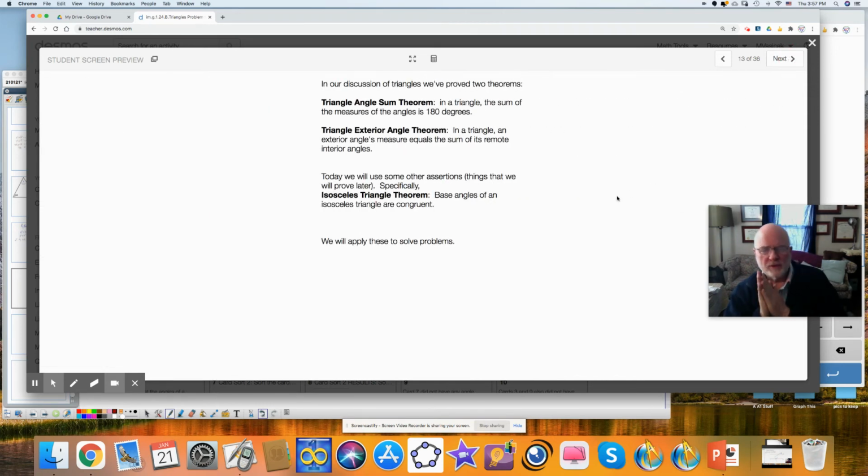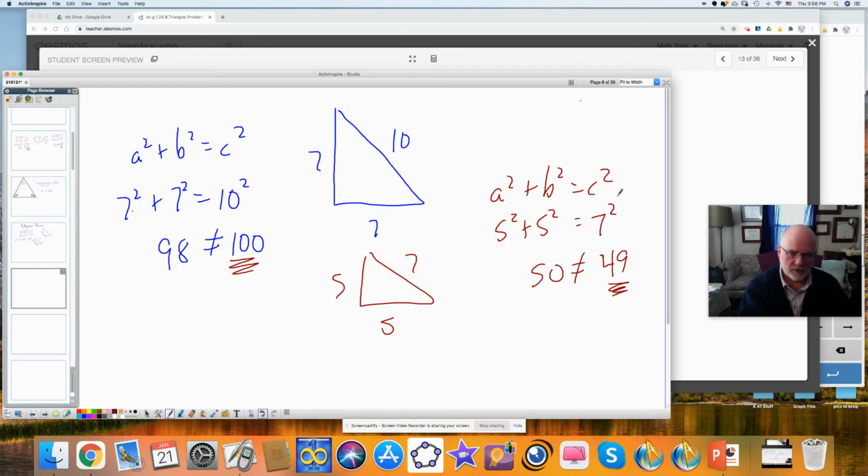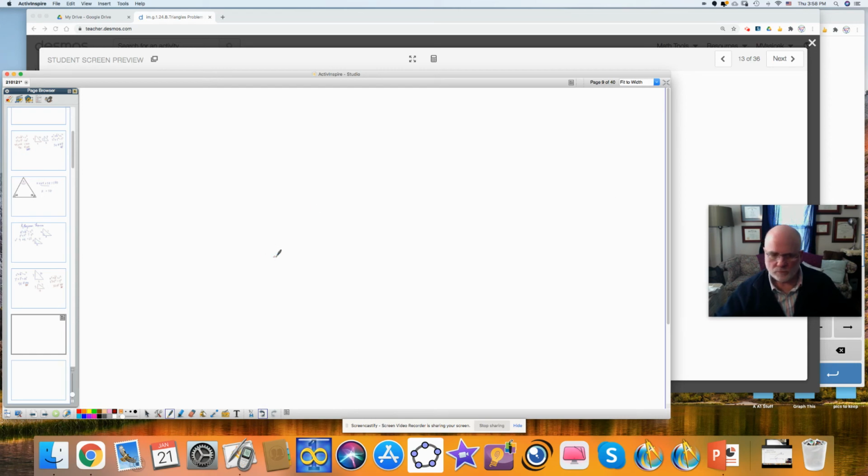Now, previously in this course, up to this time in lesson 21, we proved the triangle angle sum theorem, which says that in a triangle, the sum of the measures of the angles is 180 degrees. We also proved the triangle exterior angle theorem. I'm going to show you this on the screen: if I have a triangle and I label its angles x, y, and z, these 3 angles sum to 180. So x plus y plus z is equal to 180.